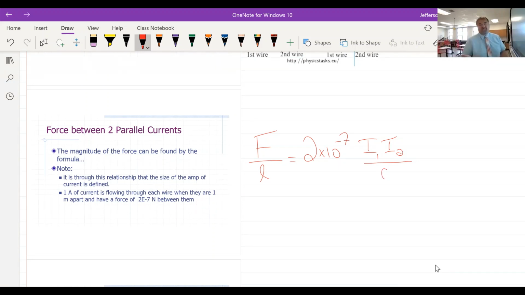But that's really the distance between them. You could use a D if you wanted. And this is actually how we define how big an amp is. Because if you have 1 amp of current going through each wire, and they're 1 meter apart, that'll exert a force, either attractive or repulsive, depending on their directions of current, of 2 times 10 to the negative 7th newtons. That's how we define what 1 amp is.